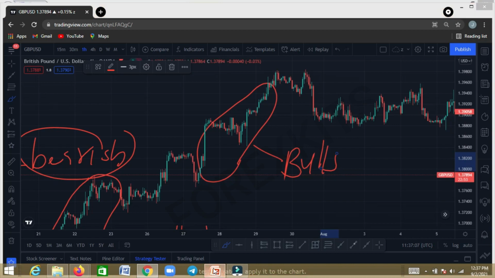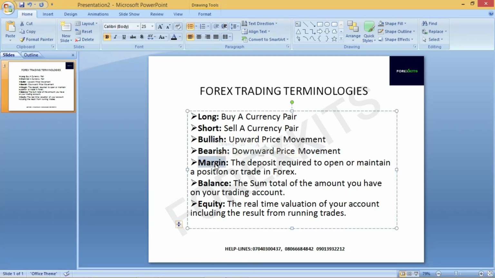So on to the next one. Margin. We'll have a really in-depth study on margins in a short while, but basically all you have to understand is that margin is the deposit required to open or maintain a position in the foreign exchange market. So when you are getting into a trade, money is being required for you to be able to execute a particular trade, right? A certain amount is being taken out to execute a particular trade for you, depending on the volume that you want. And then once that is taken out, that's your margin, okay.